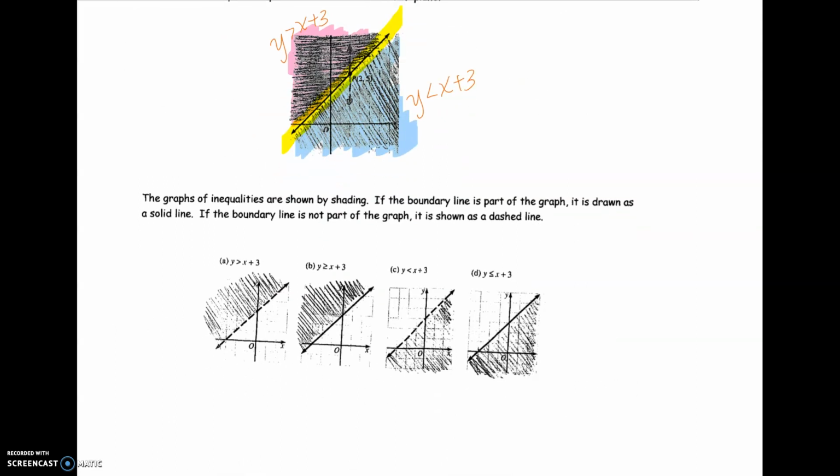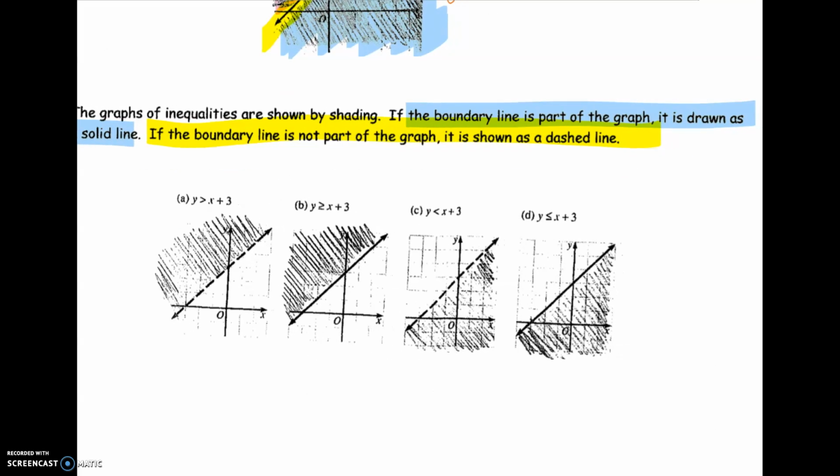If the boundary line is part of the graph, it is drawn as a solid line. That's really important to know. If the boundary line is part of the graph, it's drawn as a solid line. If the boundary line is not part of the graph, it is a dashed line. Well, how do we know that? We know it by the inequality symbol.